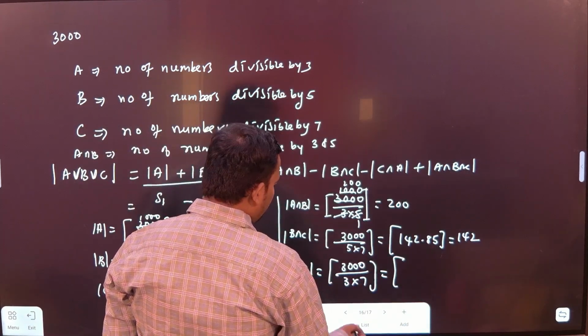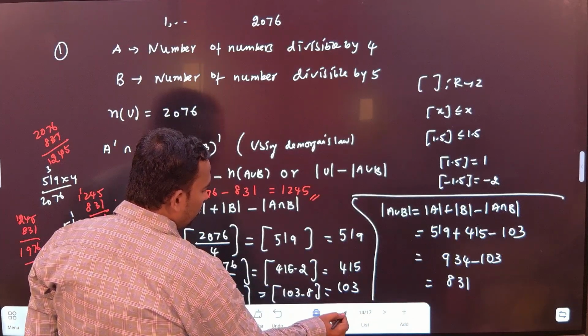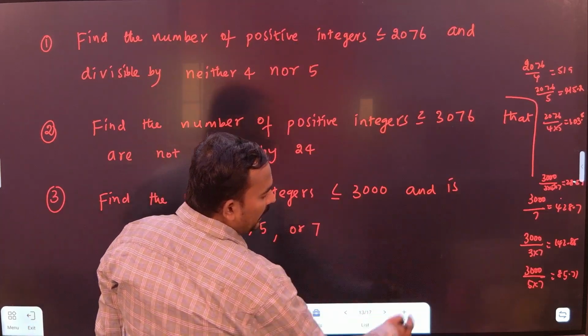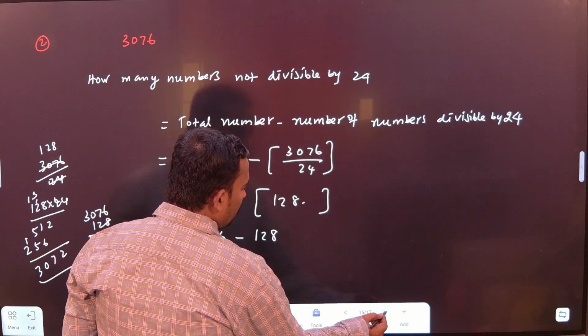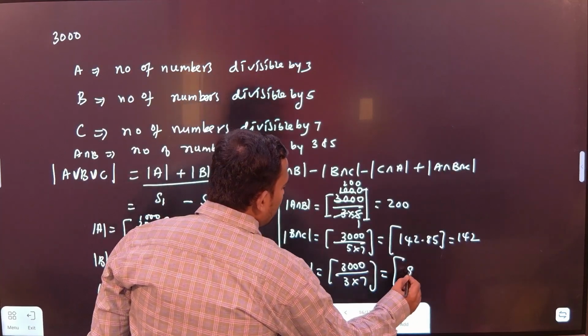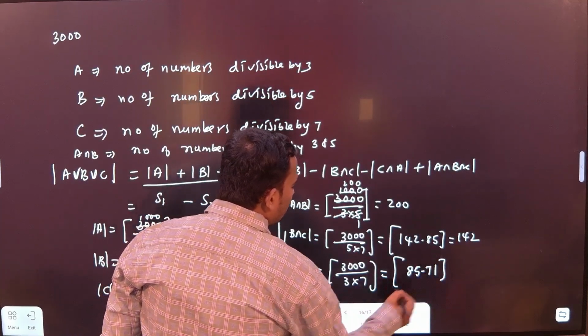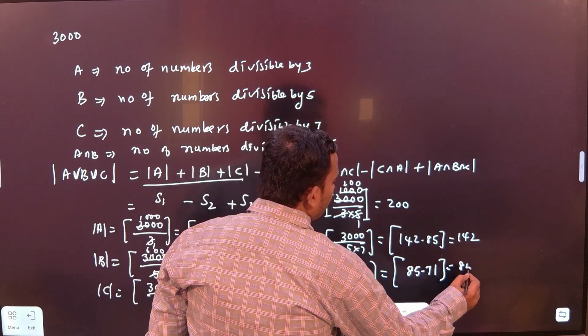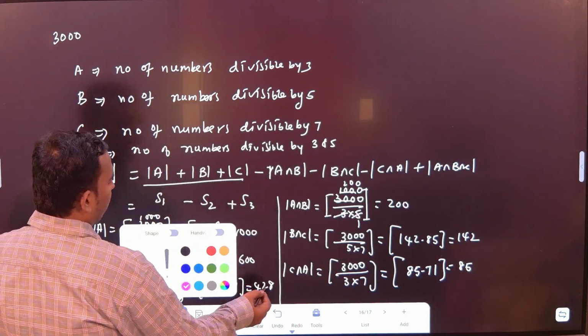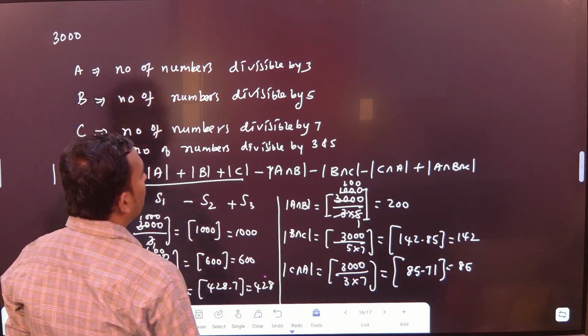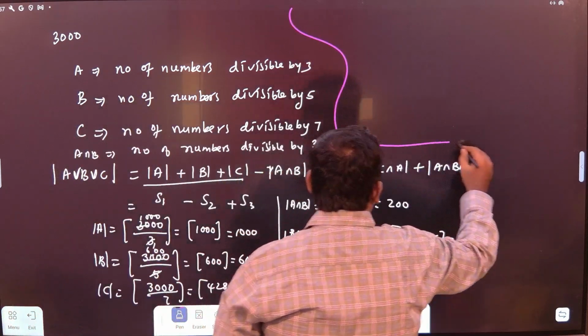So you can see this value is exactly 85.71. This is 85. Now you can substitute everything here. Now you can substitute, and you will see what we get, student.